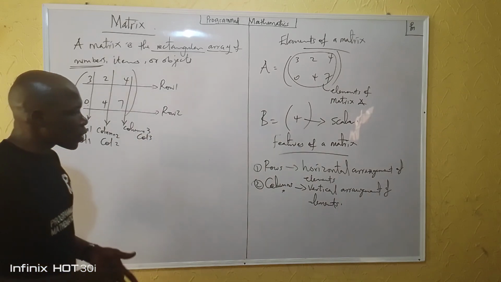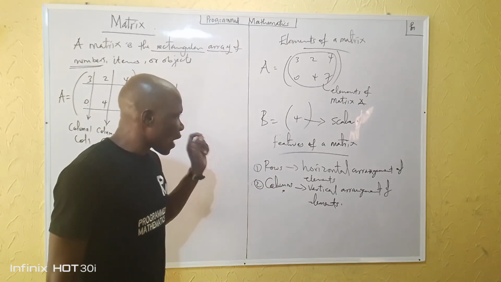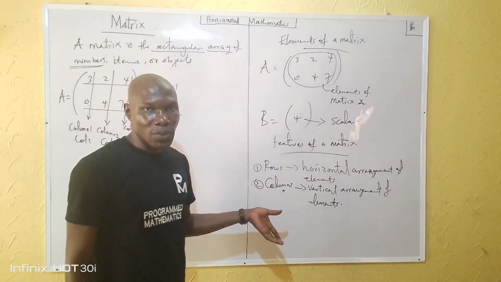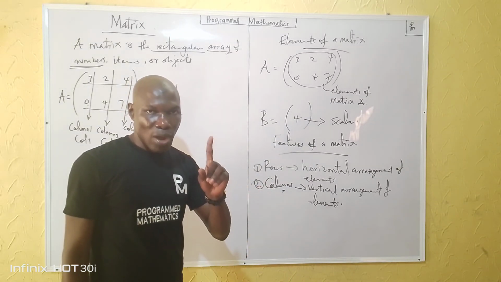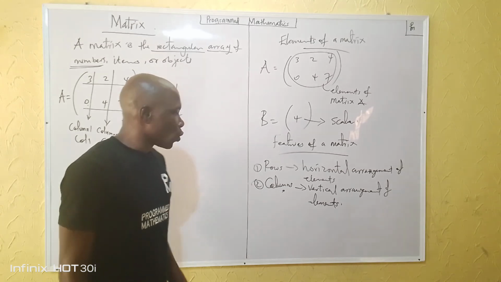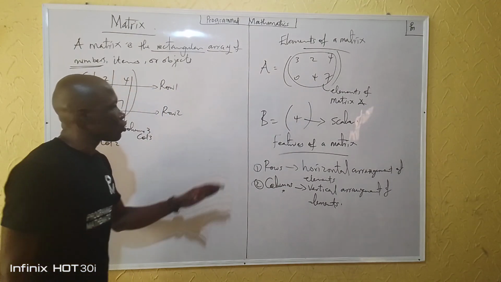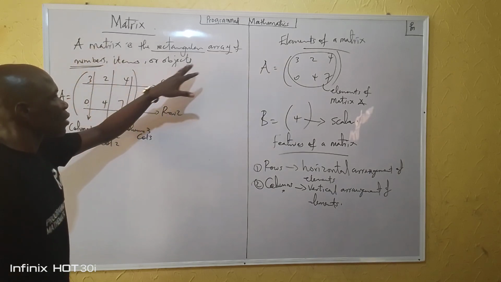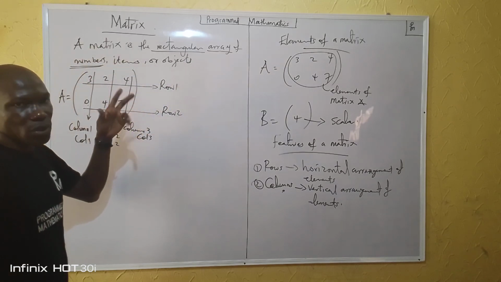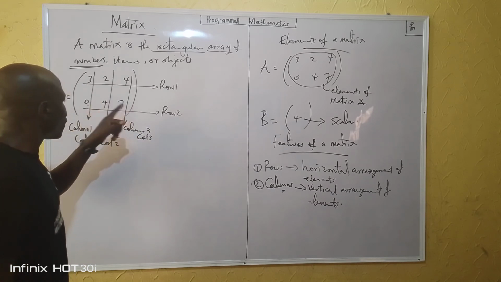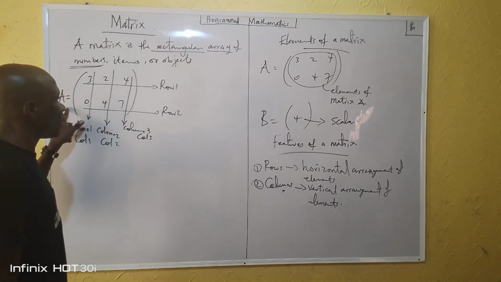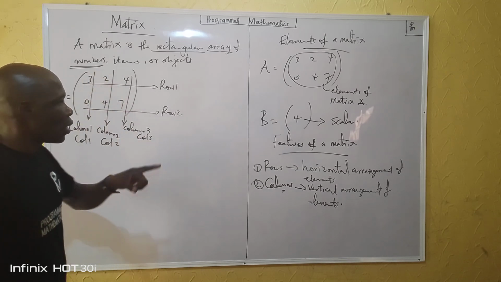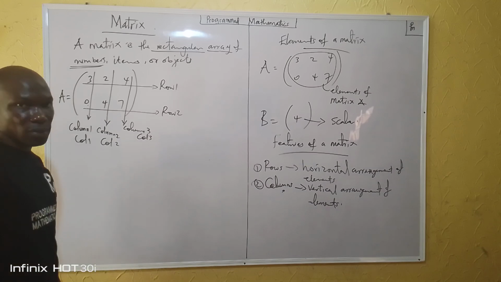Okay, so these two key features are very important. For every kind of matrix you have, there must always be rows and columns, even if you have just one element in the matrix. So these are just a few introductions to what a matrix is. So far I've said a matrix is the rectangular array of what? Numbers, items, or objects. Then a matrix is always represented by a capital letter, while the numbers in the matrix are referred to as the elements of the matrix, and they are usually enclosed within brackets.